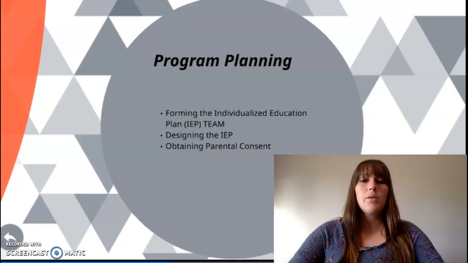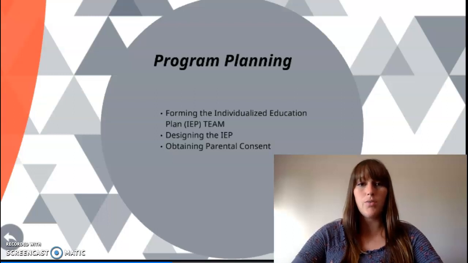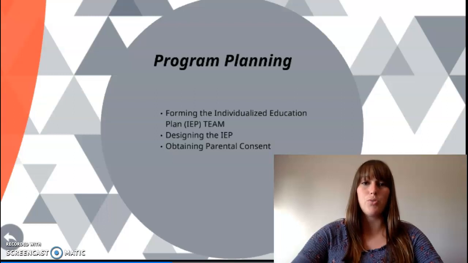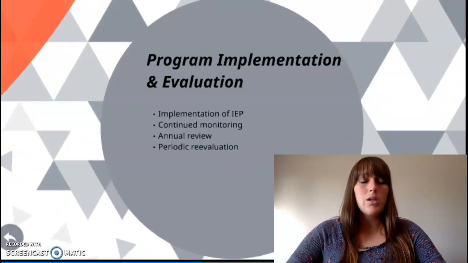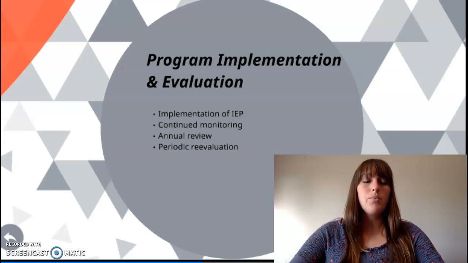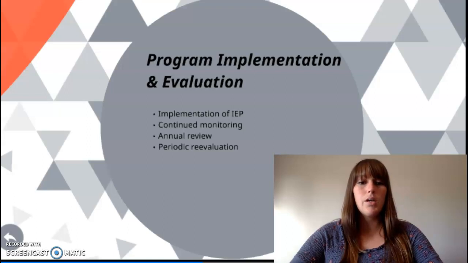So once the IEP is complete, we once again must receive written parental permission that they are satisfied with how the IEP is written and all of the accommodations that will be made for their student. So that leads to phase 4, which is implementation and evaluation. During this step, they implement the IEP, and the student is now going to altered classes or whatever is needed for them.